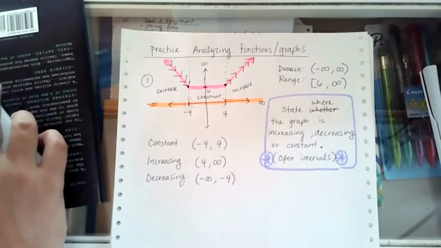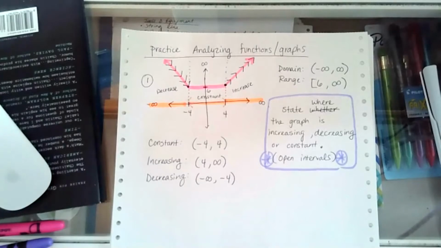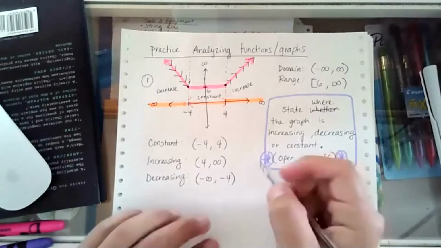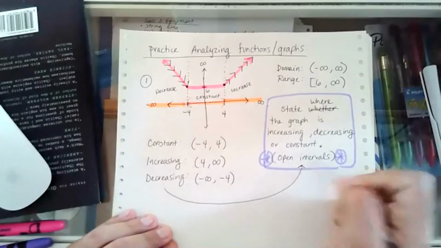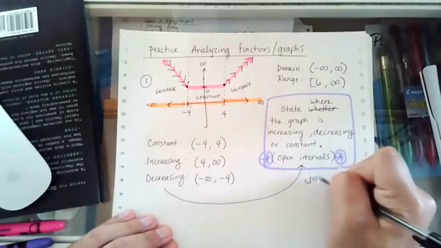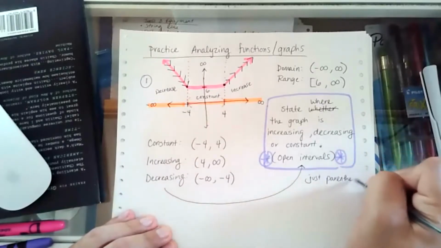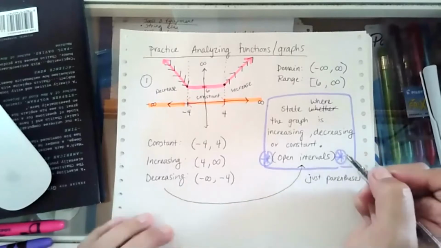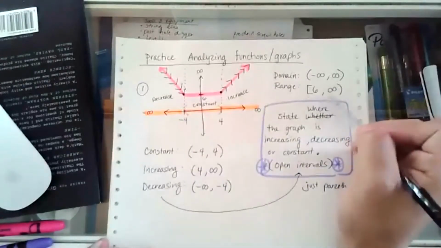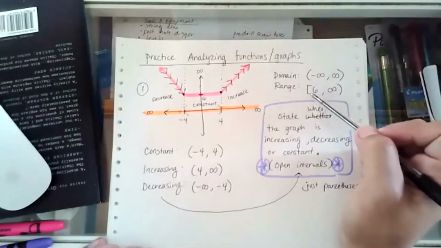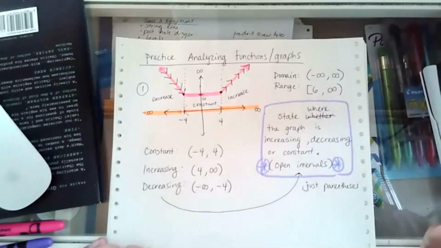I have a question. Yeah. In the increase and decrease, you put a parenthesis, but you didn't put a bracket. Right. So for this, you're always going to be using open intervals, which is just parentheses. Thank you. Yeah, you got it. It's easy to forget. But for the domain and range, you have to be careful, because if a value is included, you have to include that value with a bracket.